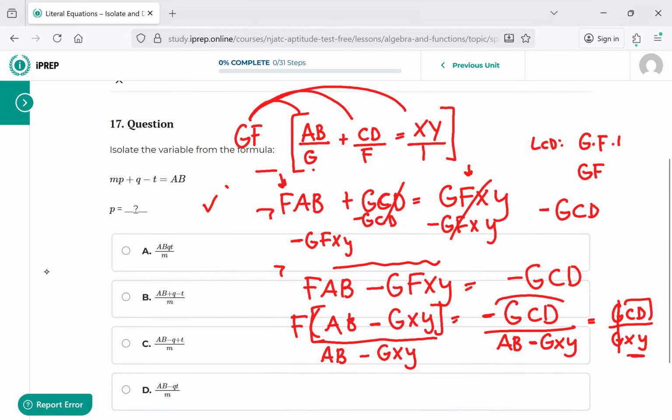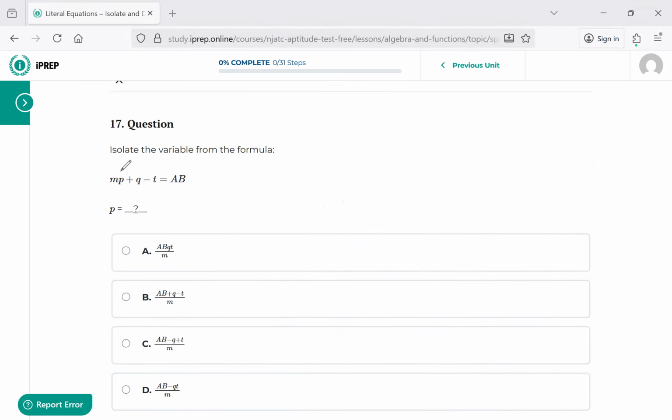Let's say 17, or anything like 16. So we've got to solve for a small p. Let me write this out. MP plus Q minus T equals AB. Right? So your goal is to solve for small p. This is a p right here. So let's get rid of this Q and let's get rid of this negative T. Right? So let's add T to both sides and then subtract Q from both sides.